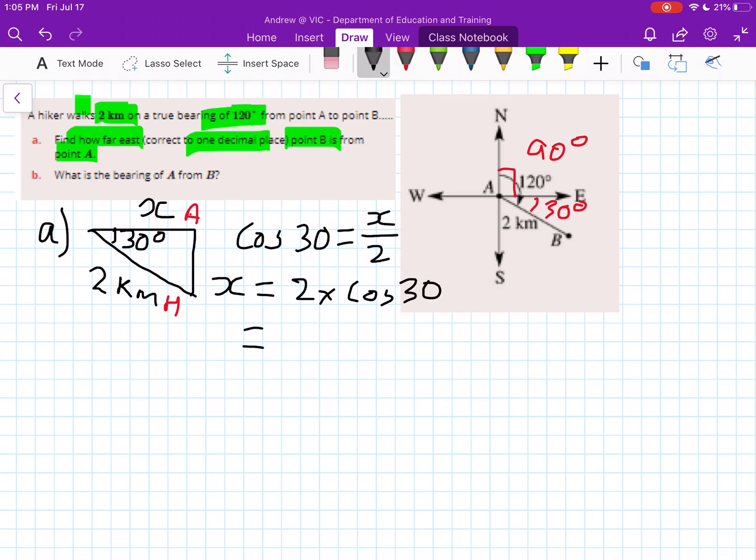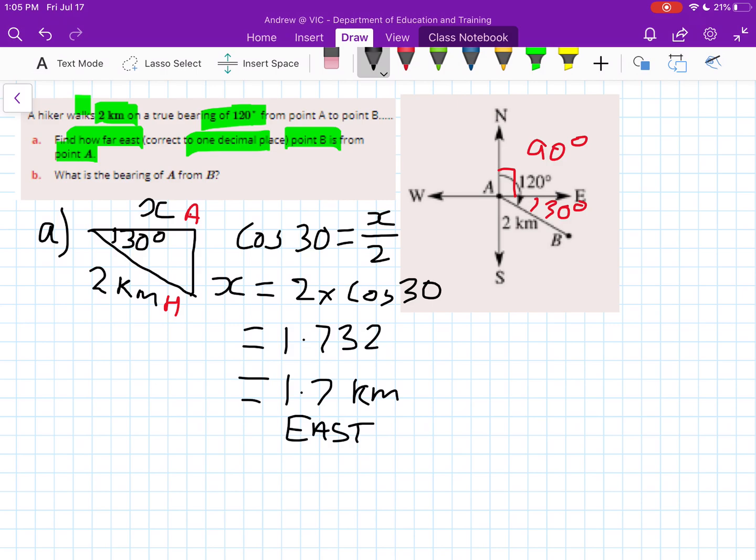Alright, so this then gives us an answer of 1.732, and it asks us for 1 decimal place, so this is going to be 1.7 kilometers east. Okay, so this is how you can go about working out this problem.